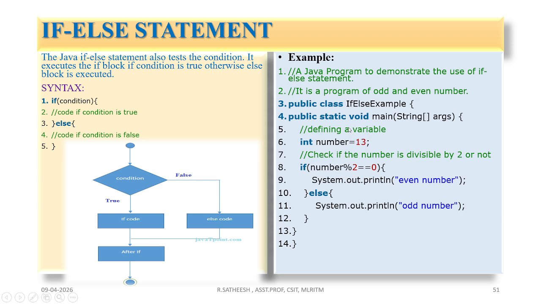Now, just look into this program. IfElseExample, main method, number equal to 13. Now number modulus 2 equal to 0. I just want to find whether the given number is an even number or an odd number. Based on this condition, if it is equal to 0, we know it is an even number. I have taken number equal to 13, so the remainder will definitely be 1. So it enters into the else block.